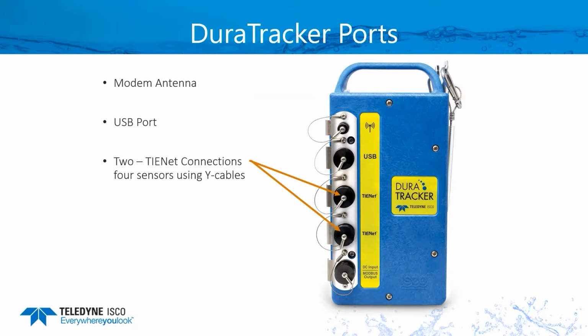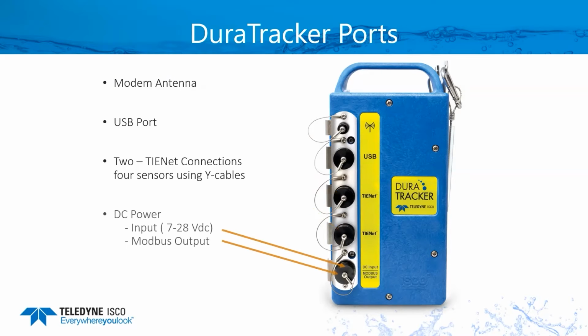We now offer two TIENet connections, so we can have up to 4 different TIENet sensors connected to it using a Y cable. And last, we have the DC input, the external power from 7 up to 28 volts DC. And we also have a Modbus output, so it makes it easy to tie into this. So if you're going to a SCADA system or some other type of remote communications, we can use the Modbus output from the DuraTracker system.